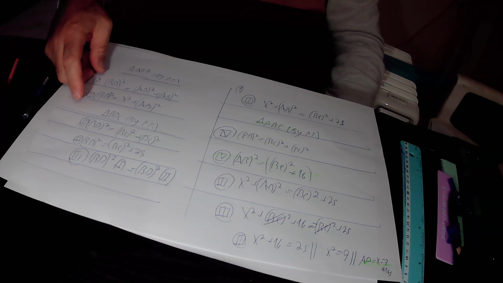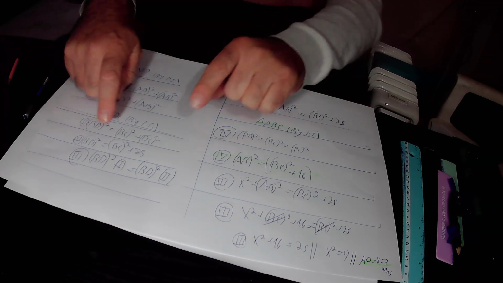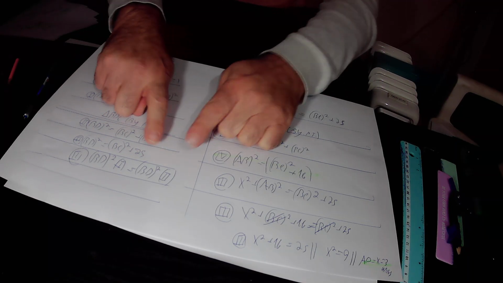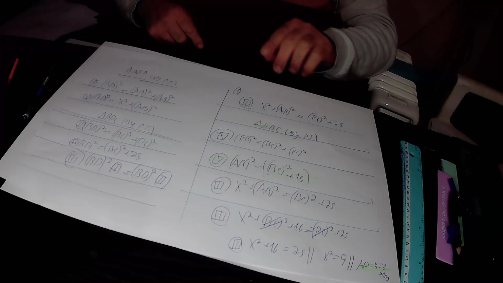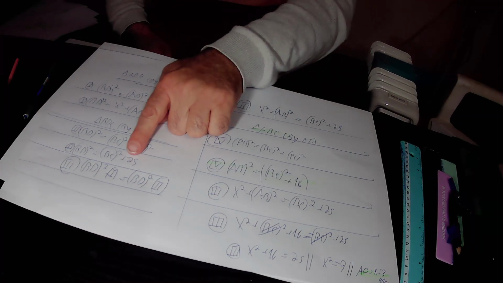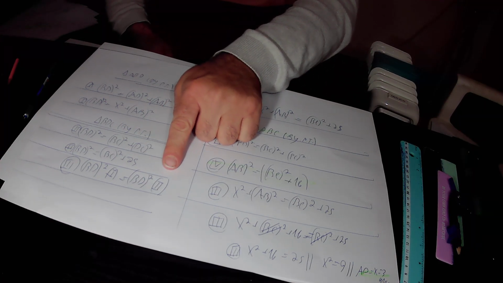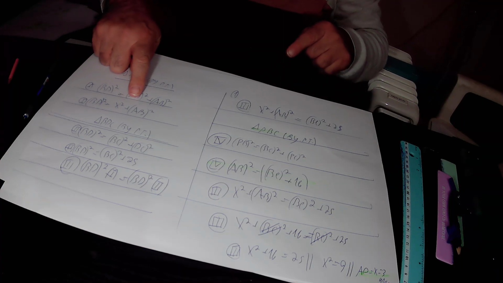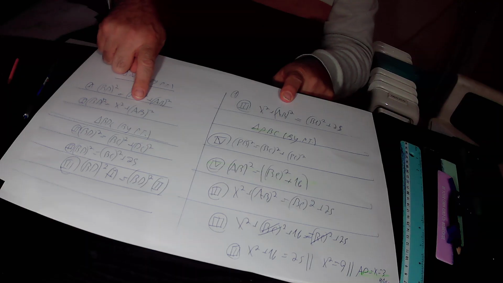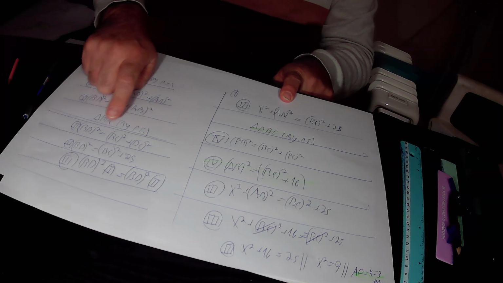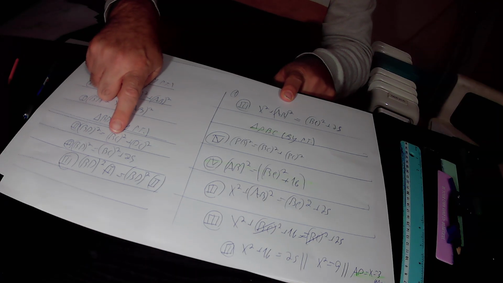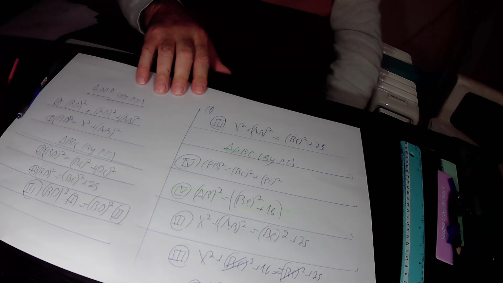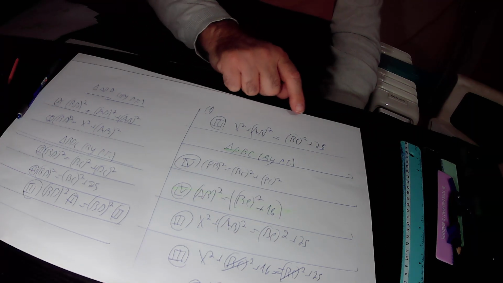So we created equation 3, which says that BD squared according to equation 1 must be equal to BD squared according to equation 2. BD squared according to equation 1 equals x squared plus AB squared, and it must be equal to BD squared according to equation 2, which equals BC squared plus 25. So according to equation 3, we found that x squared plus AB squared equals BC squared plus 25.